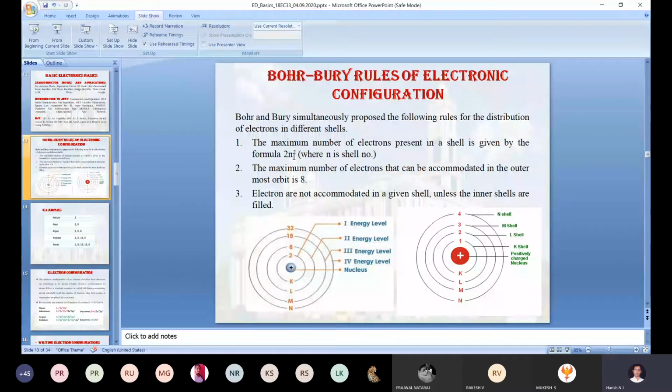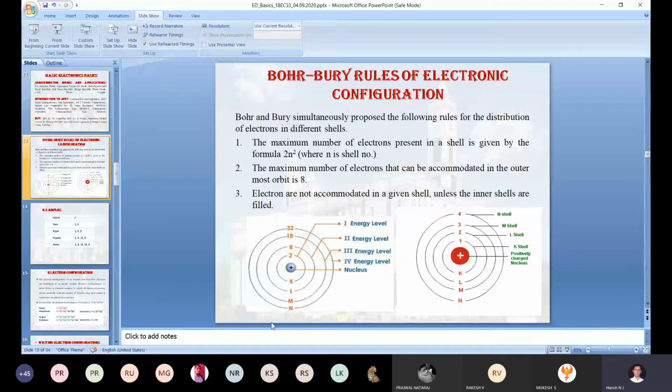The same way, n is equal to 4, 4 square. 4 square means 4 into 4, it will be 16. 16 into 2 is 32. Maximum 32 electrons we can accommodate in the outermost shell, meaning in the fourth orbit.